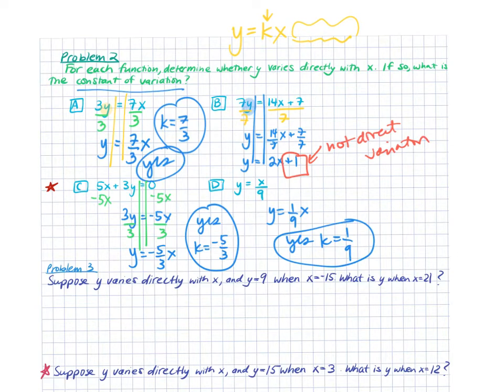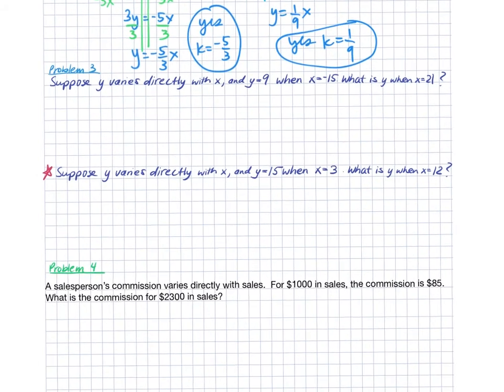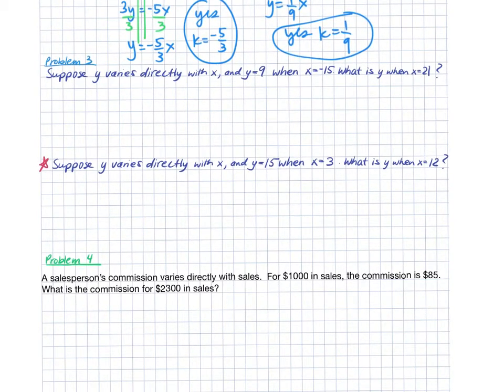And then this one is already just written in that form. Remember that x divided by 9, that's the same thing as 1/9 times x. So my k is 1/9. And so it does vary directly with x. Okay, so using this in the next example, if you're told that y varies directly with x, then you know immediately that it's going to have this function, y equals some number k times x. Okay, and they're saying when x is negative 15, y is 9.